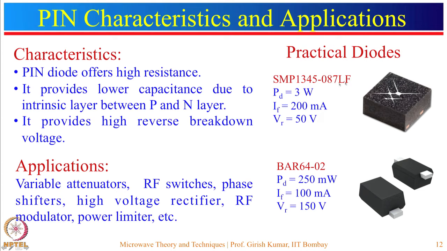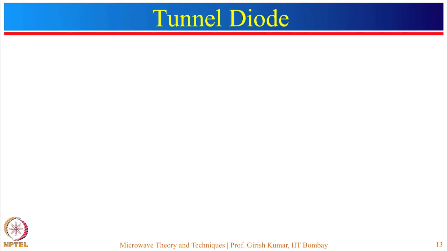The first one is corresponding to the power diode and the second one is more suitable for the high voltage variable resistors. So, one should again choose the diode according to the application. The next type of diode is the tunnel diode. The tunnel diode is a diode where the P and N junctions are highly doped.